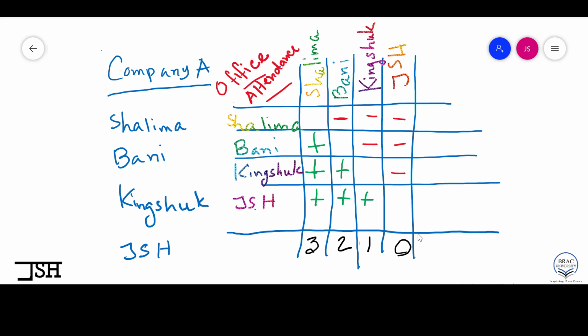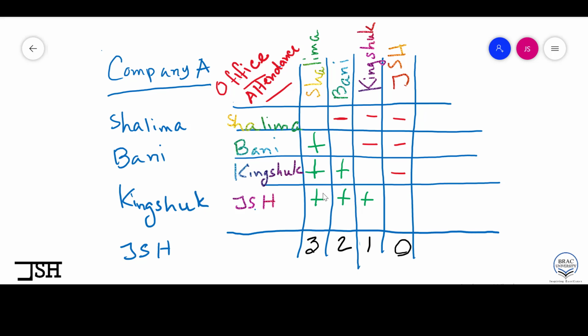Why do we call it paired comparison? Because again, we are comparing performance, and if you take a look, we are comparing in pairs. So we are comparing Shalima and Bunny. So this is a pair. Then again, we are comparing Shalima and King Shuk. Again, this is another pair. And finally, we are comparing Shalima and JSH. So again, this is another pair. So all of the comparisons are taking place in pairs. So that is why this method is called a paired comparison method.